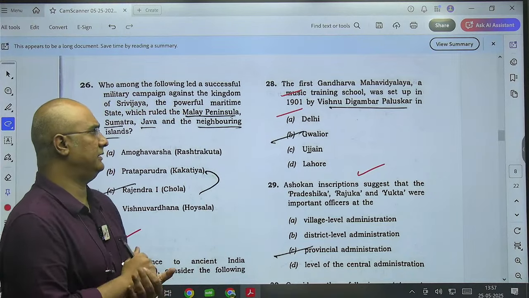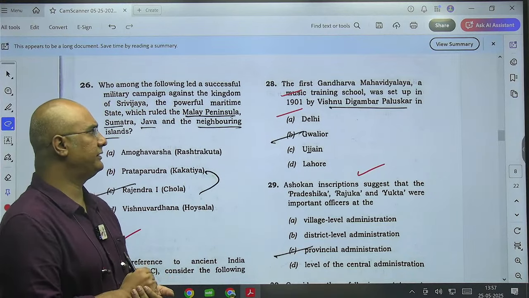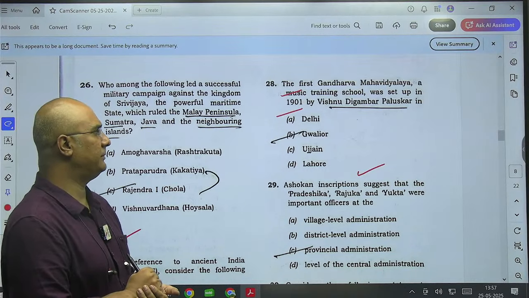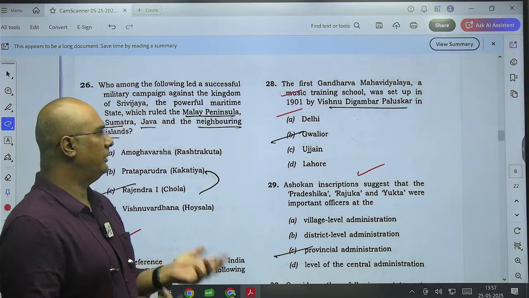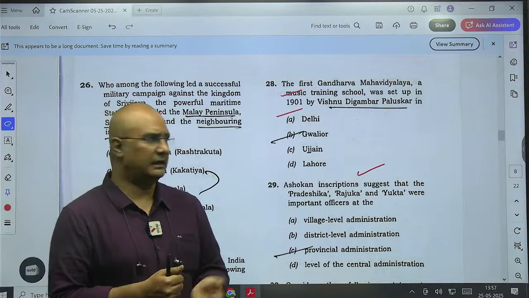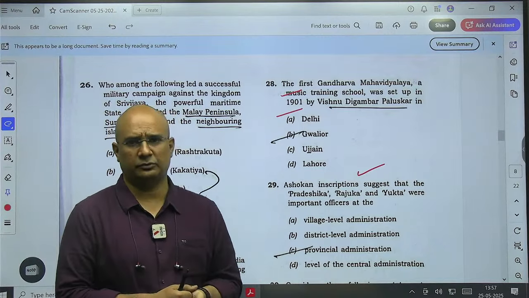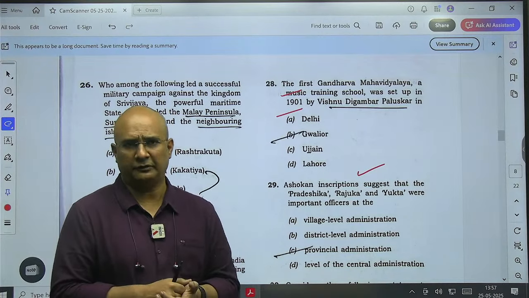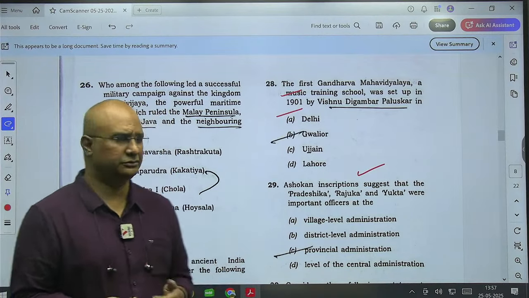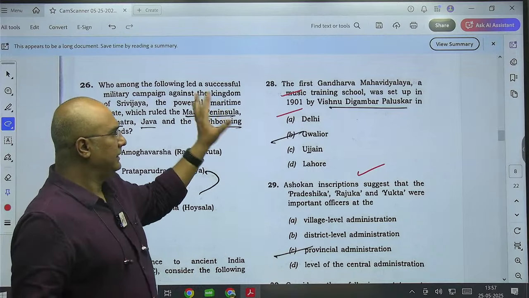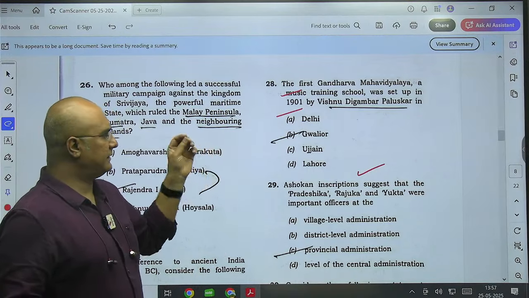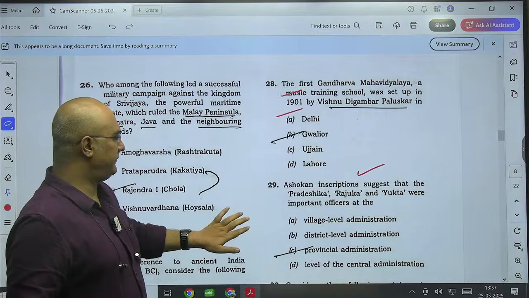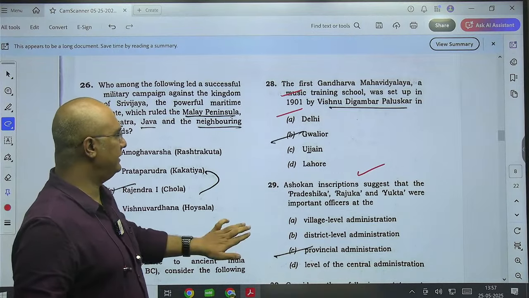The first Gandharva Mahavidyalaya, which was a music training school, was set up in 1901 by Vishnu Digambar Paluskar, where the answer is Lahore. Actually, the purpose of this school was to revive Hindustani music, which is one of the classical music traditions of India. As I said, it's a difficult question, but don't worry. Instead of simply trying to guess randomly, it's better that we leave such a question. Fine, but the answer is D, Lahore.